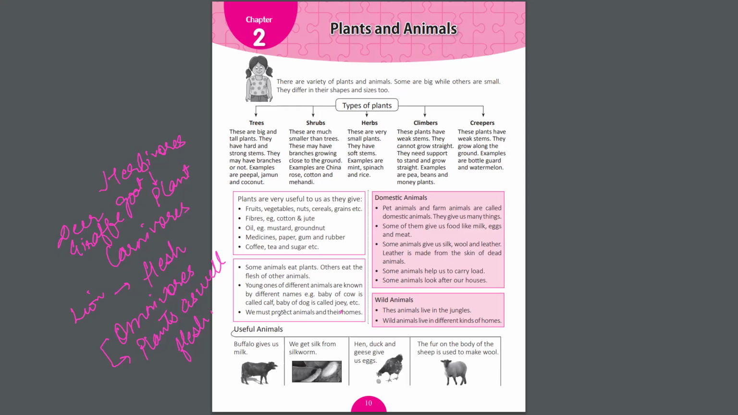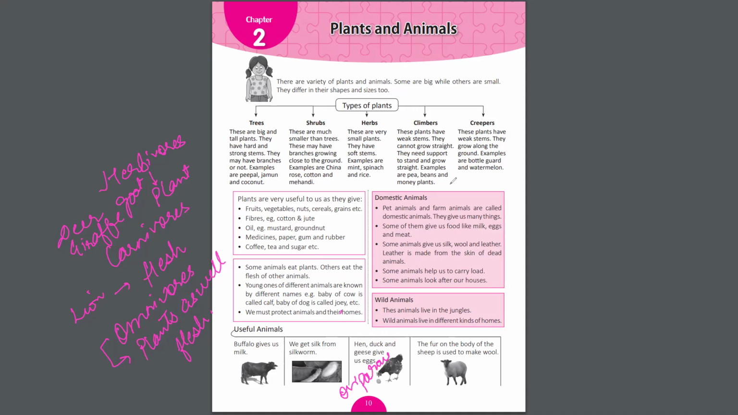Okay. We must protect animals and their homes. So we have different homes, as well as the names of these animals and different babies. Buffalo gives us milk. We get silk from silkworm. Hen, duck, and geese give us eggs, and that's why these are known as oviparous animals. The fur on the body of the sheep is used to make wool.